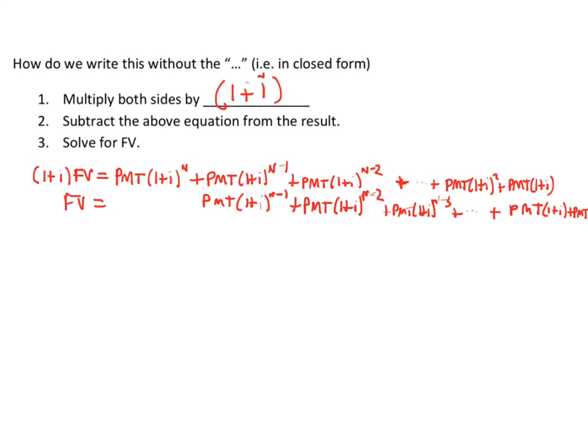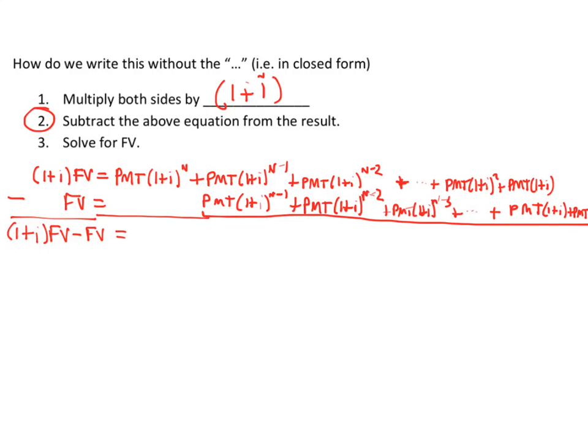Now, what I'm going to do is step 2, I'm going to subtract these two equations. I just subtract the original equation from the result that we got when we multiplied by 1 plus I. On the left-hand side, if you subtract, you're going to have 1 plus I times FV minus FV. That's the left-hand side of the two equations. On the right-hand side, when you subtract, you have to change the sign of every term in the second equation because you're subtracting it. That's going to be a minus all the way across.